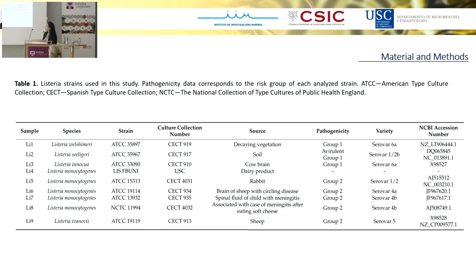In this table, we can see all strains that we used in this study. Eight of the strains were obtained from the Spanish Type Culture Collection, and strain 4, that is a Listeria monocytogenes species, was obtained from the collection of the Department of Microbiology from Santiago de Compostela University. All the strains were characterized by MALDI-TOF mass spectrometry and also by 16S RNA sequencing to certify the species they belong to.